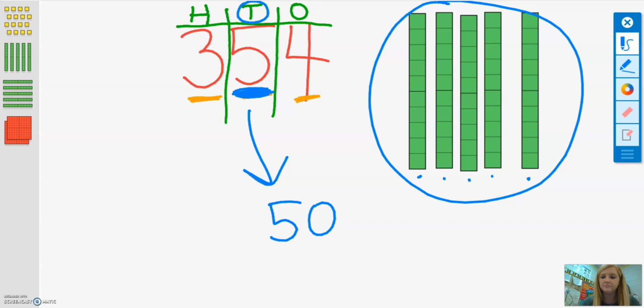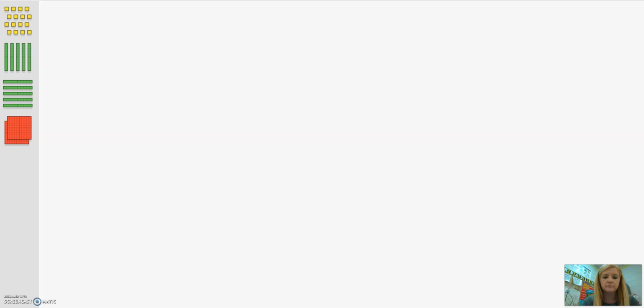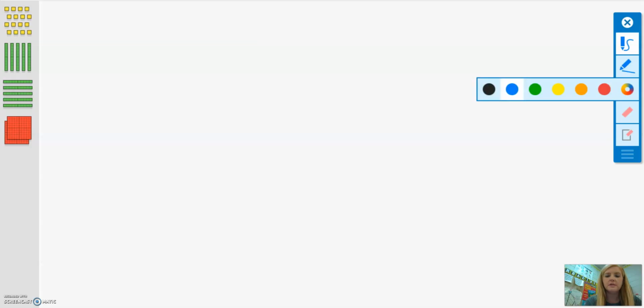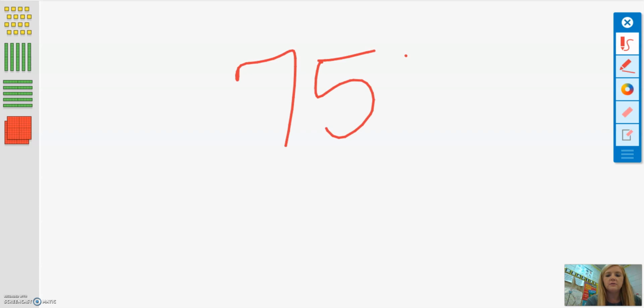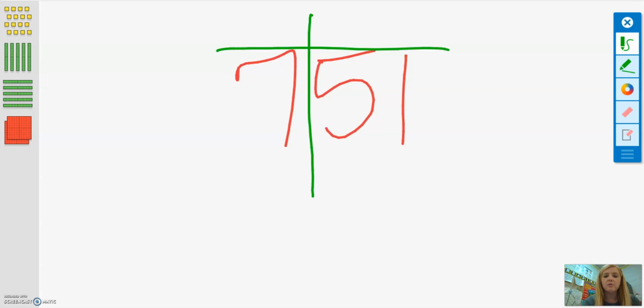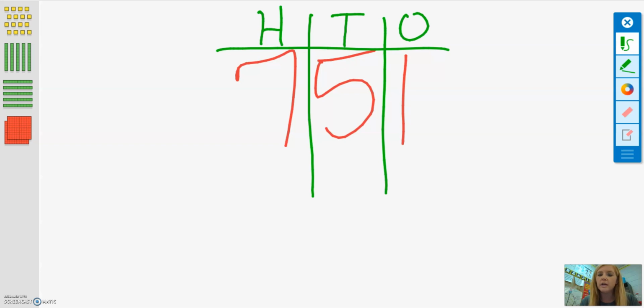Okay, let's try it again. We're going to start with 751. So again, I've got a 3-digit number. I know that because there are 3 digits that make up this number. So to help me, I'm going to go ahead and draw my hundreds, tens, and ones chart. Hundreds, 7 hundreds, 5 tens, and 1 one.